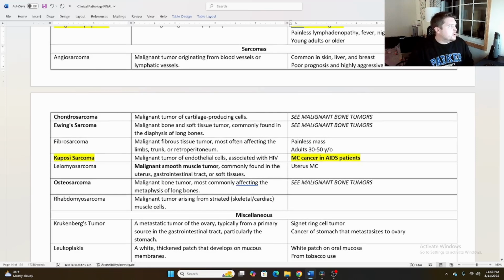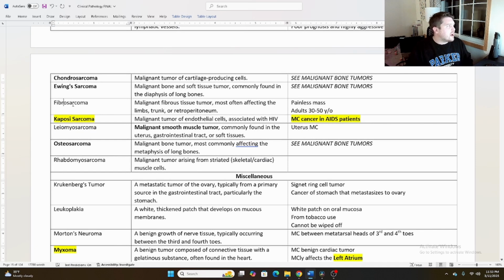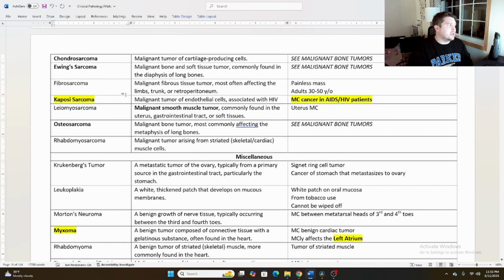Sarcomas, chondrosarcoma and Ewing sarcoma we'll review in the bone tumors. Fibrosarcoma, uncommonly asked, a little bit more in part 2, part 3, and we'll see that later. Kaposi sarcoma, this one is almost always asked in the pathology portion, or micro can come from there as well. It is the most common cancer in AIDS or HIV patients. I had this on, I think, 2 or 3 of my board exams, specifically mentioned the Kaposi sarcoma. So that's just word recognition. Make sure you know the Kaposi sarcoma is associated with AIDS.